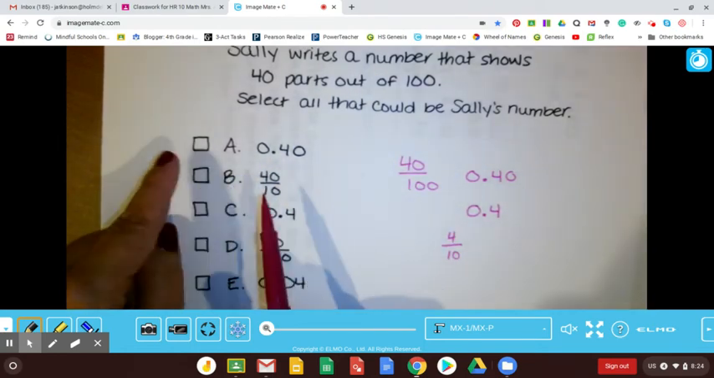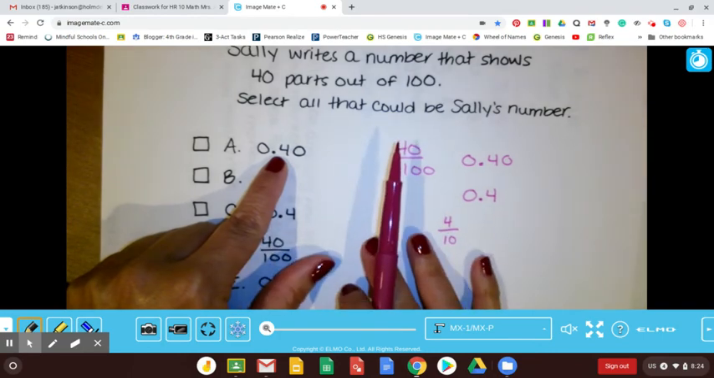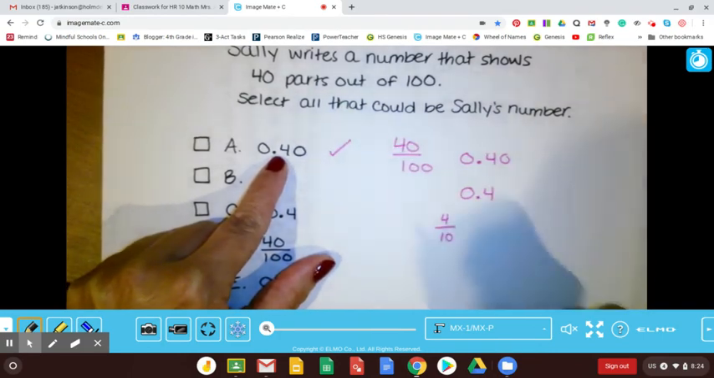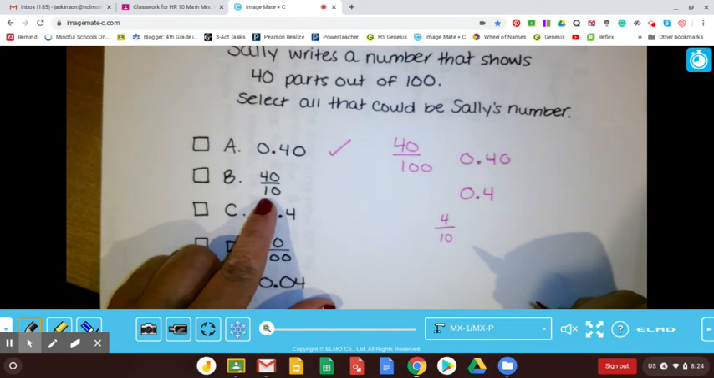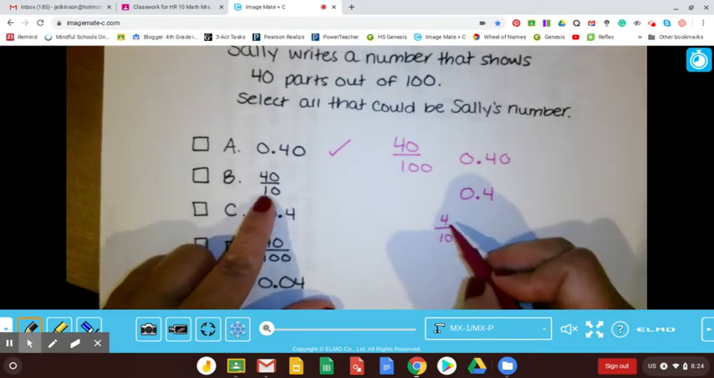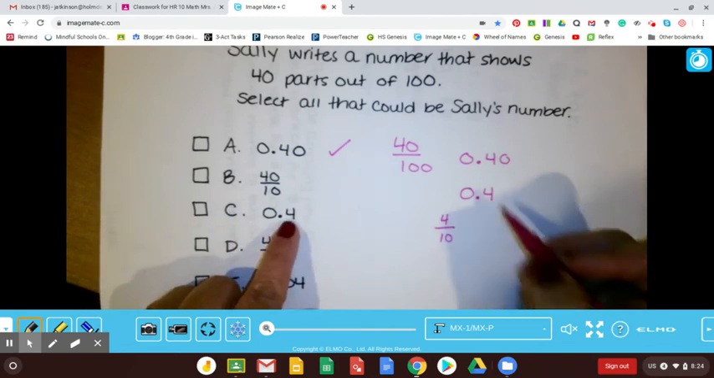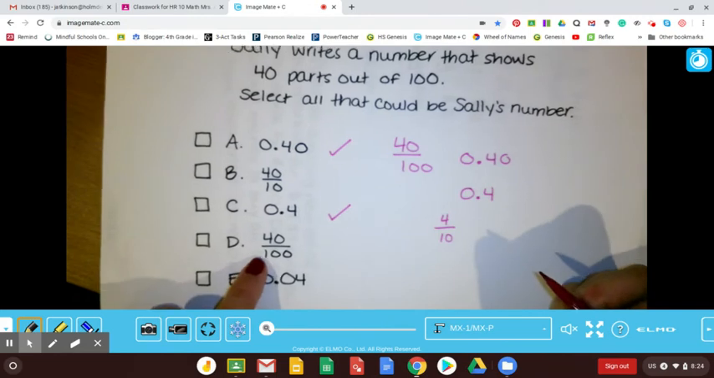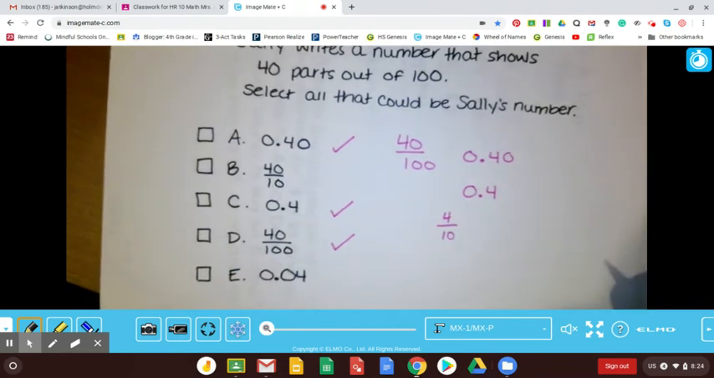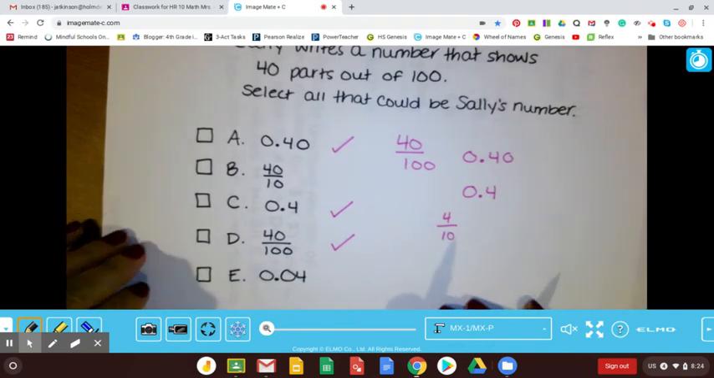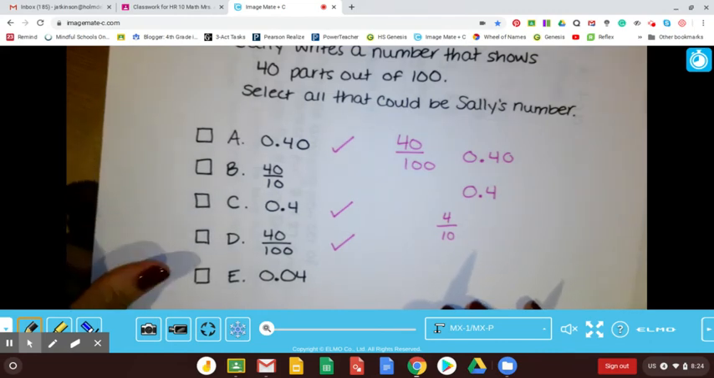Let's take a look. So I have 40 hundredths. Oh, yes, that would be a good one. That would be check. How about 40 tenths? Not 40 tenths. If they had 4 tenths, that would have been right, but not 40 tenths. Let's see, 4 tenths here. Yeah, that would be right. 40 hundredths, of course. And we have here 4 hundredths. No, that's not going to work. All right, that's different. All right, so those would be my 3 choices. All of those could be Sally's number.